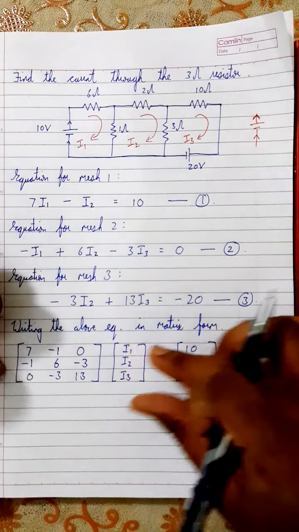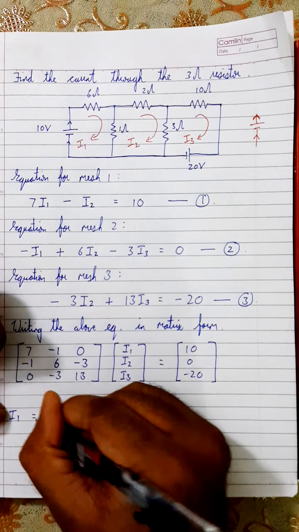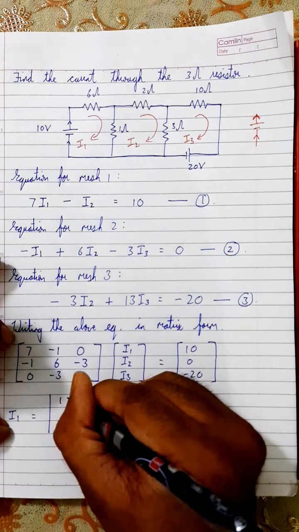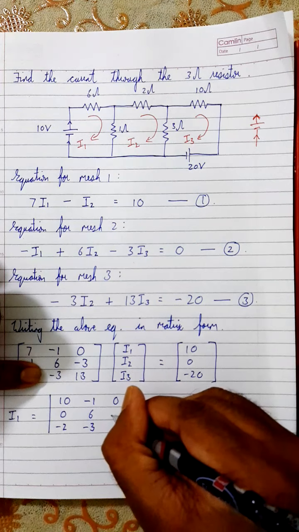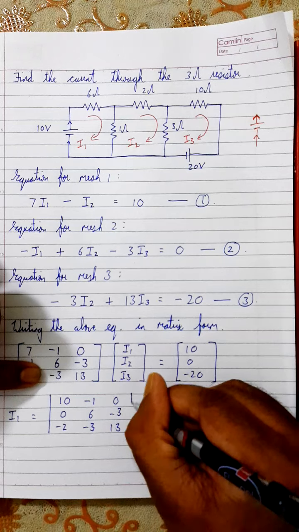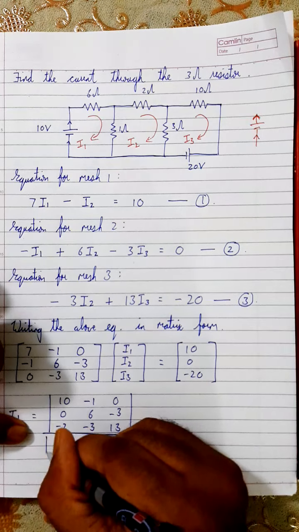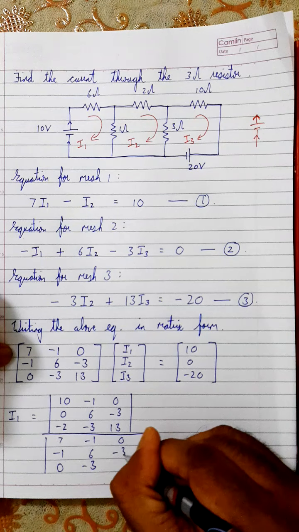So first I will find the value of I1. To find the value of I1, it is the determinant of the matrix in which the first column is replaced with the voltage source matrix. So it will become 10, 0, minus 20, and the remaining columns will be the same: minus 1, 6, minus 3, 0, minus 3, 13. Determinant of this matrix divided by the determinant of the coefficient matrix, that is 7, minus 1, 0, minus 1, 6, minus 3, 0, minus 3, 13.